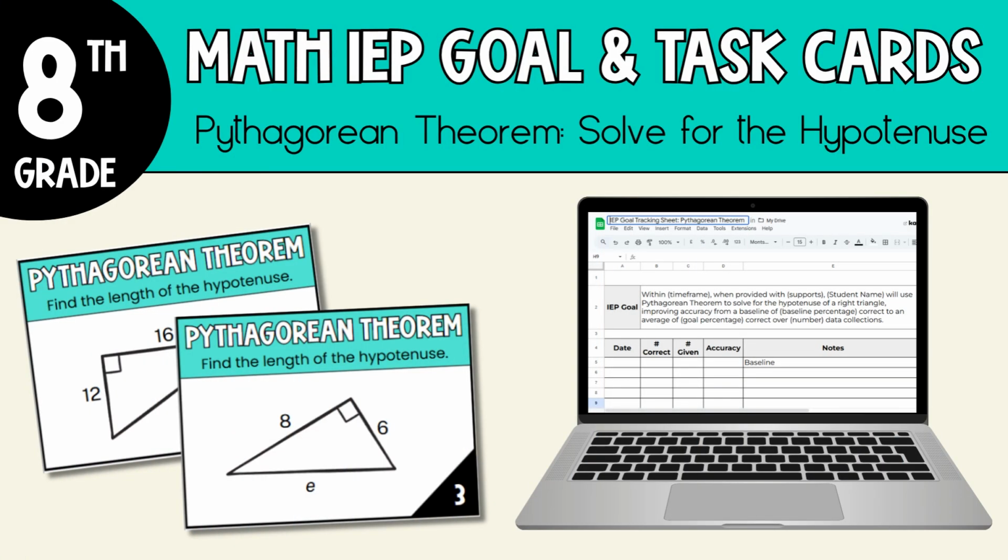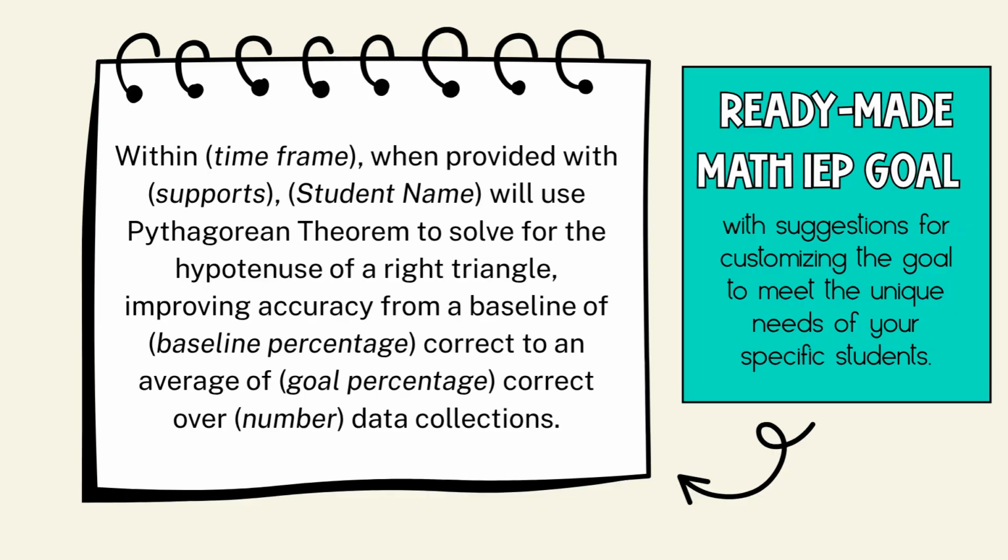Come take a look at one of my IEP goal and task card sets. This set is designed especially for 8th graders who are learning to use Pythagorean Theorem to solve for the hypotenuse. This game-changing resource includes a ready-made IEP goal about Pythagorean Theorem, along with suggestions for customizing the goal to meet the specific needs of your student.